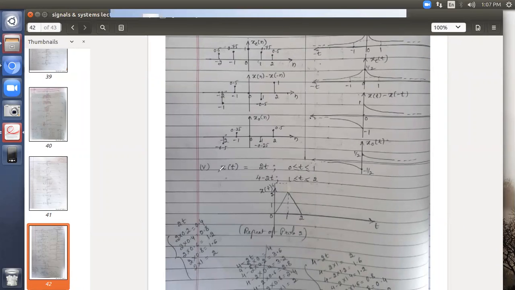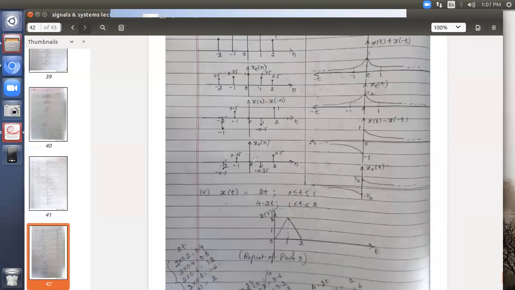One important note here. This is your question paper problem. In the question paper they have asked that this is the given x of t, and you have to find the even and odd parts. They have not given you directly the signal. Instead, they have given some equation between 0 to 1, and another equation between 1 to 2. You have to draw the signal.